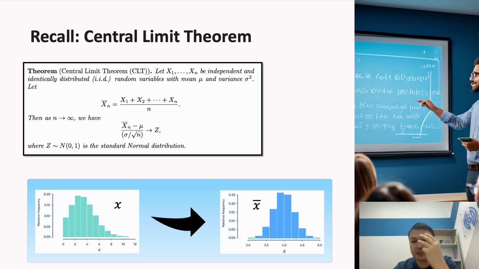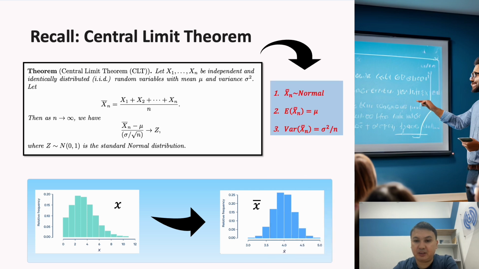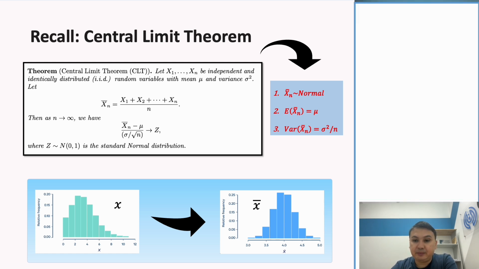So there are three things that we need to take away from the Central Limit Theorem. First, Xn bar is roughly normal when n is large. Secondly, the expectation of Xn bar is mu, and the variance of Xn bar is sigma squared divided by n. You see, the variance is getting smaller, right? Because you're dividing by n. That's the crucial part.